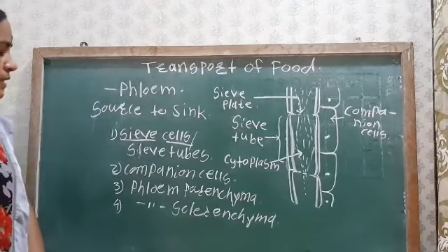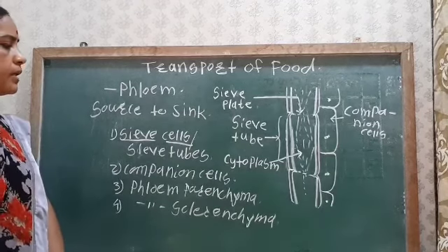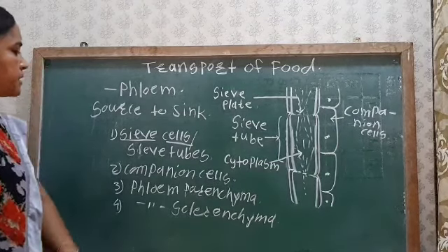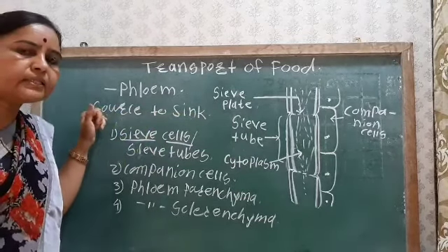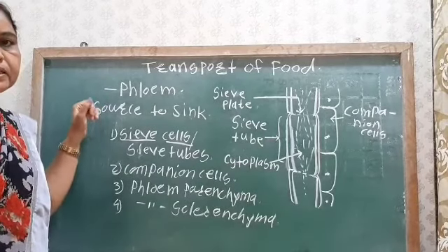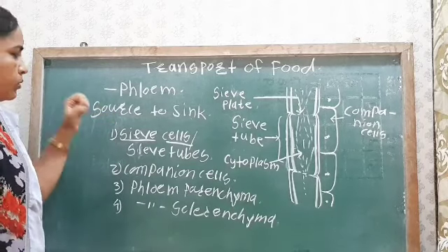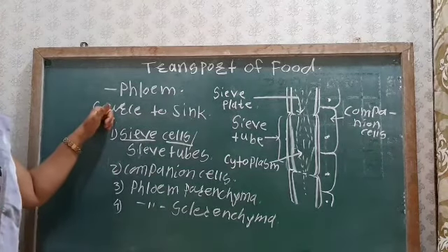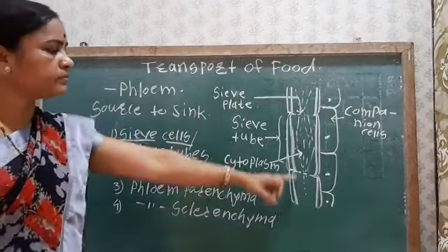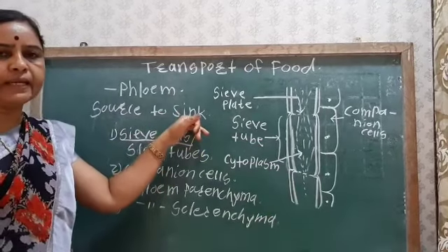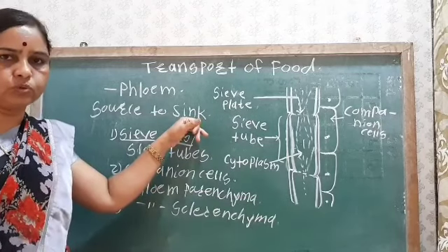And next, how does the translocation of the food take place? The translocation of the food mainly takes place from the source to the sink. The food material is mainly synthesized in the source region, that is in the leaves, by the process of photosynthesis. The food synthesized in the leaves is transported through the phloem up to the sink region, the region where the food material is used or utilized.